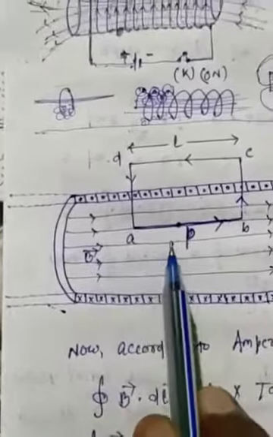Let us consider a solenoid consists of n number of turns per unit length.